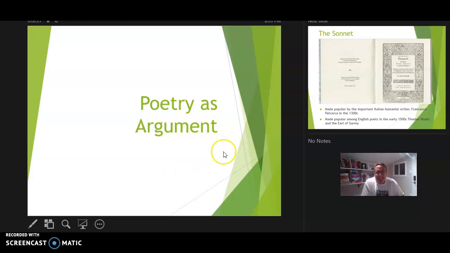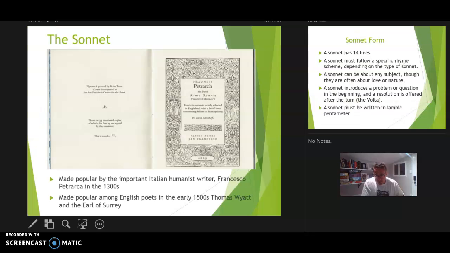You'll notice I call my slideshow Poetry as Argument. So that should give you a hint that maybe where I'm going with this, talk about the sonnet. So let's just dive into it. A little bit of history.